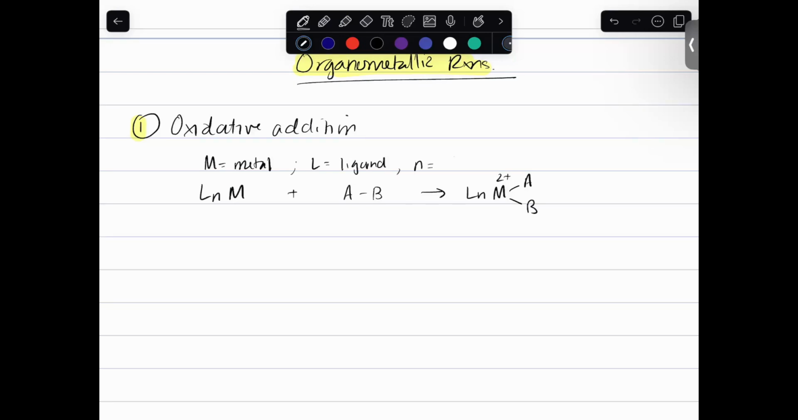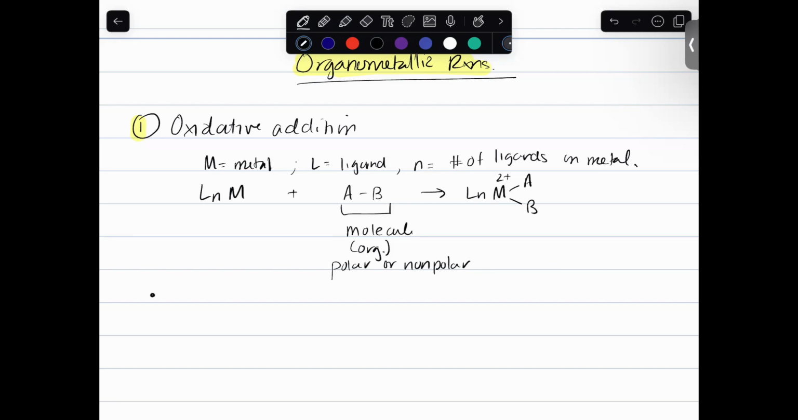N means the number of ligands, of course, on the metal. And finally, AB is our organic molecule, and it can be polar or nonpolar. So it can have a dipole or not have a dipole, right? If it has a dipole, it's polar. If it doesn't have a dipole, it's not polar.